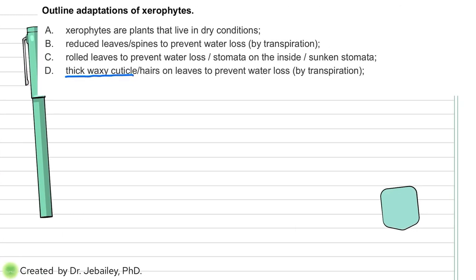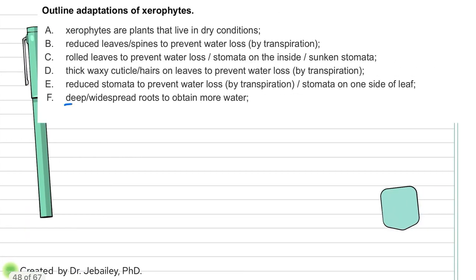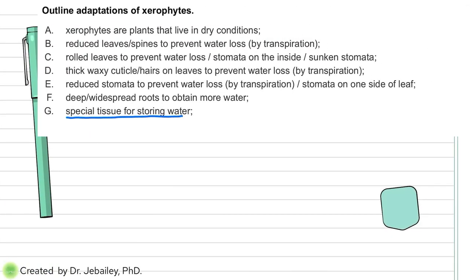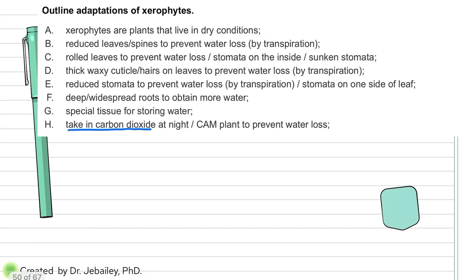Thick waxy cuticles. Reduced stomata to prevent water loss. Deep, widespread roots to obtain more water. So you can see here that I've targeted most of the things. Special tissues for storing water. This I did not target. Take in carbon dioxide at night. So basically we're just saying that we open the stomata just at night and not during the day. So this is one of the key points that we can have.